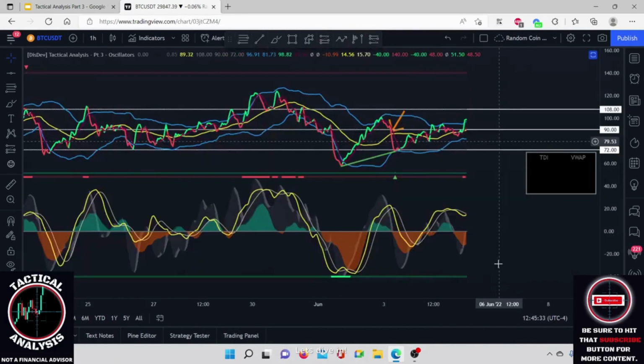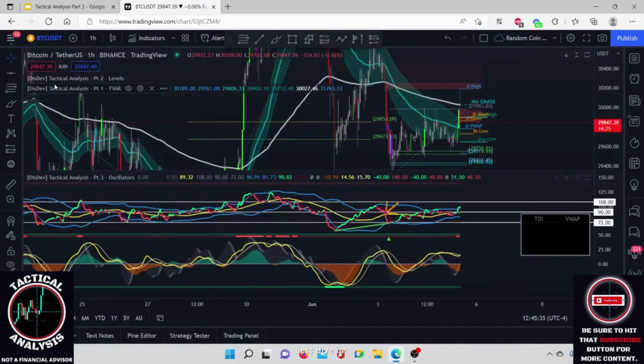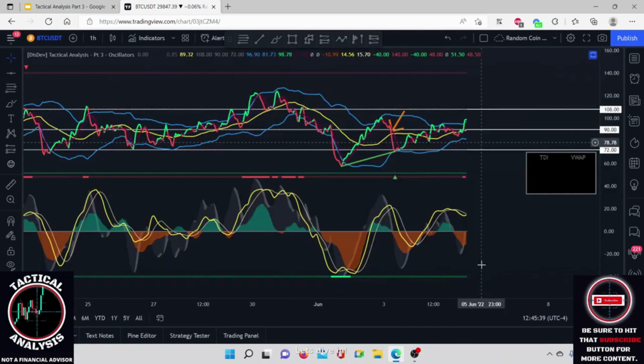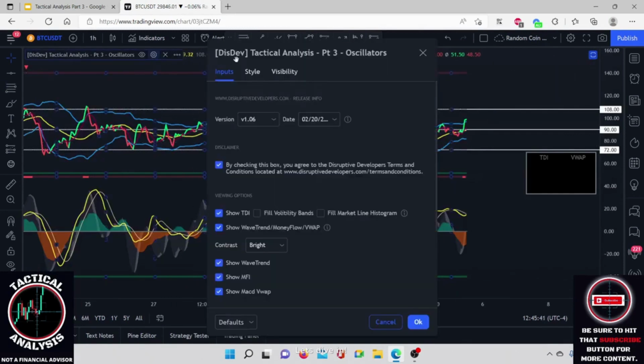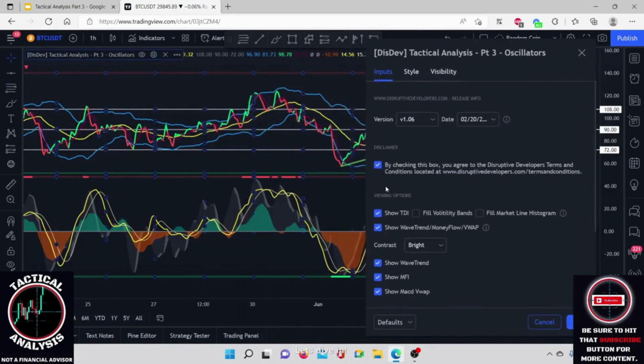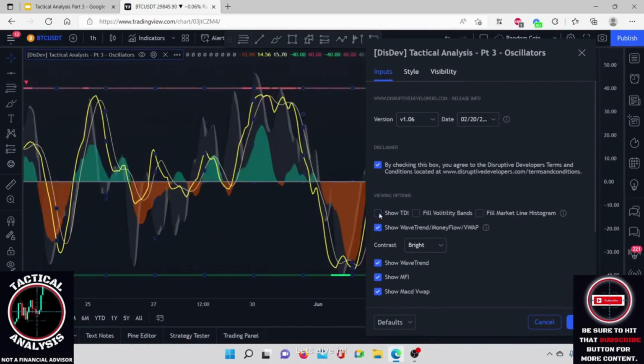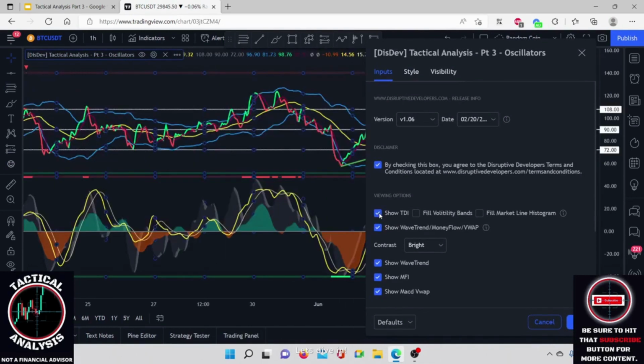Let me expand this, all right? And let's go back into those settings here, okay? So that we can see it exactly as it happens, right? So, show TDI or don't. Okay, if it's too distracting, if you prefer one or the other, use one or the other or both.